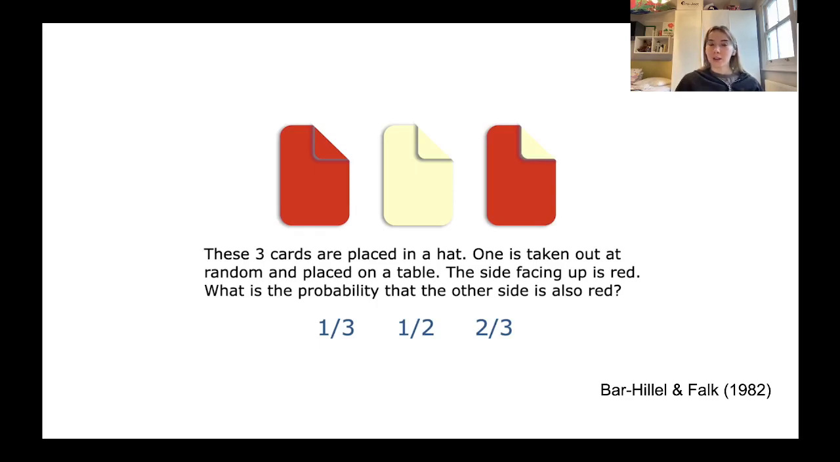In this case, the cards are one card with both sides red, one card with both sides white, and one card with one side red and one side white. And in this study, participants were given three options to choose from. Again, if you're not familiar with this example, you can pause it here and take a minute to think what your answer would be.